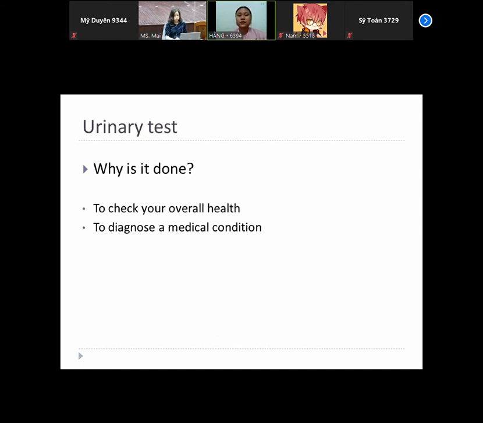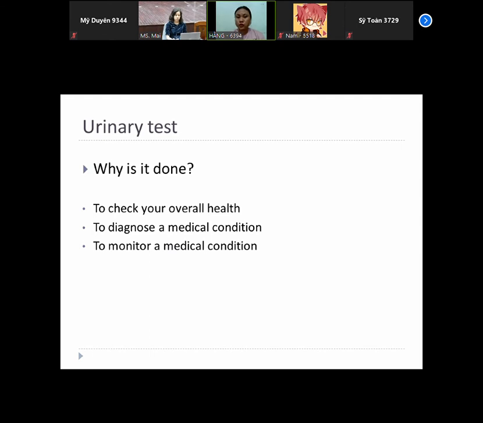The final reason is to monitor a medical condition. If you've been diagnosed with a medical condition such as kidney disease or a urinary tract disease, your doctor may recommend a urinalysis on a regular basis to monitor your condition and treatment.